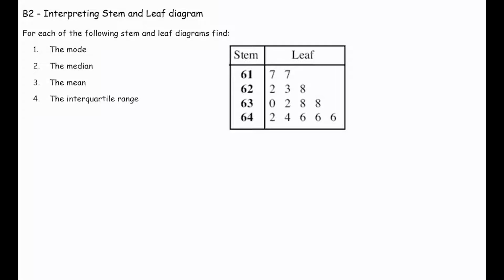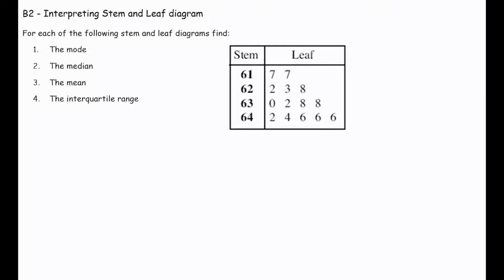Okay, next, can we interpret a stem and leaf diagram? So we have a stem and leaf diagram in front of us. Can we pull out each of these statistics from there? So let's quickly go through them. Firstly, the mode. That's going to be the most popular or the most frequently occurring piece of data.